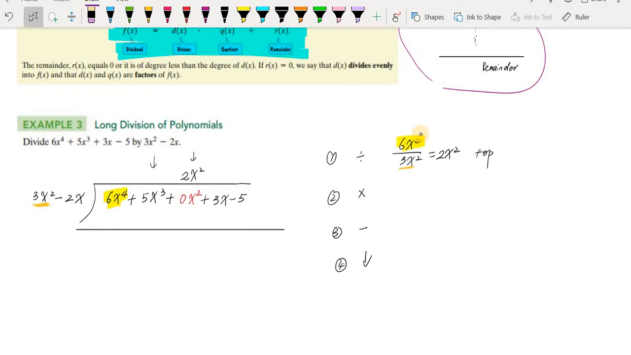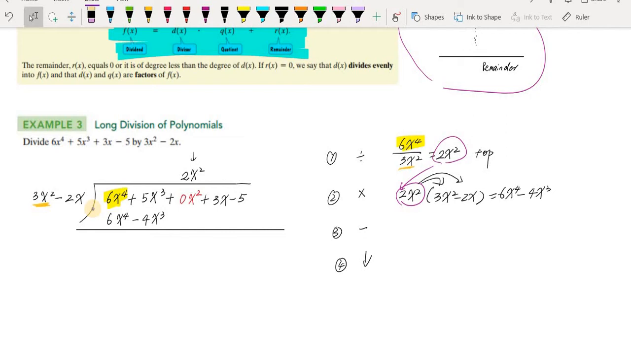I don't really write it right here because then it's easy for me to make a mistake. Okay, I write down 2x squared. Then we're going to multiply 2x squared by the divisor, 3x squared minus 2x. So that will give me 6x to the fourth power minus 4x to the third power. So I'm going to write it down below. Again, once you're used to it, you can just do this in your head. I'm just showing you step by step.